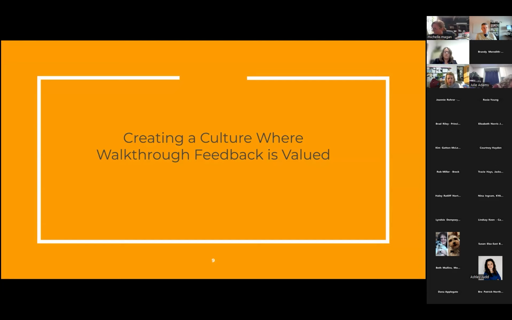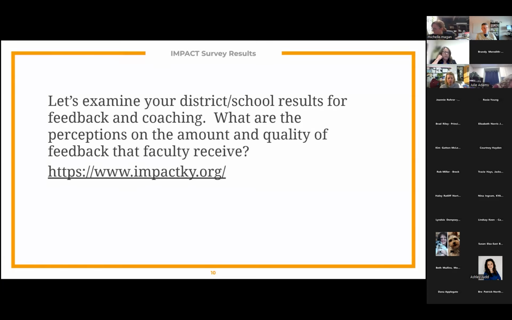So when I had that conversation with my teachers, I actually started with the data on the impact survey, because there are a couple of questions on feedback and coaching in the impact survey that teachers take for our state every couple of years. So we started by looking at those questions on the survey, and they showed that at my particular school the teachers didn't feel like they were getting effective feedback. So the first thing we needed to do was define what is effective feedback. What are you looking for when an administrator comes to your classroom and is giving you feedback on your instruction?